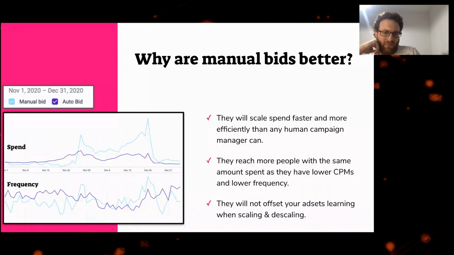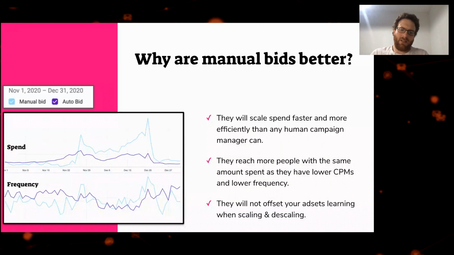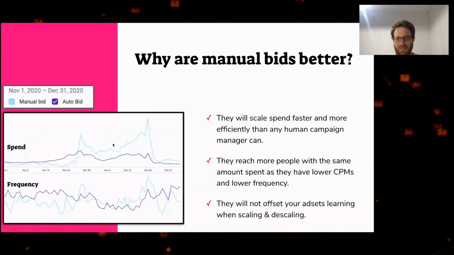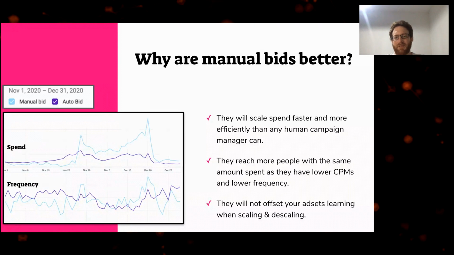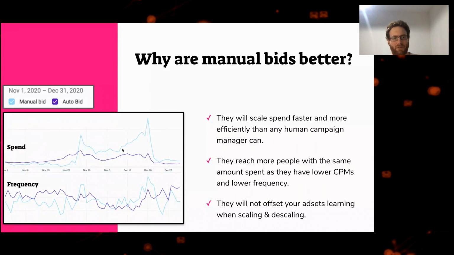First of all, manual bid campaigns will scale spend faster and more efficiently than any human campaign manager can, as we can see here. Having everything else equal, it will reach more people with the same amount of spend because they have lower CPMs and lower frequency. They also have the extra benefit of not offsetting your existing learning and sending it to relearning every time you do a very significant change of budgets, which is something that does happen with the auto bid.